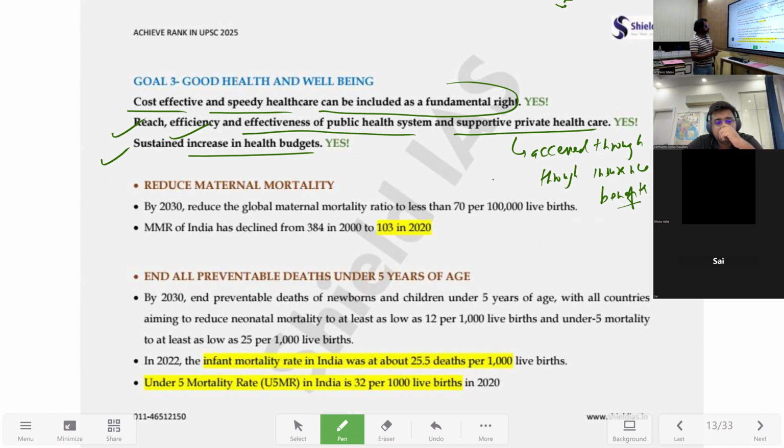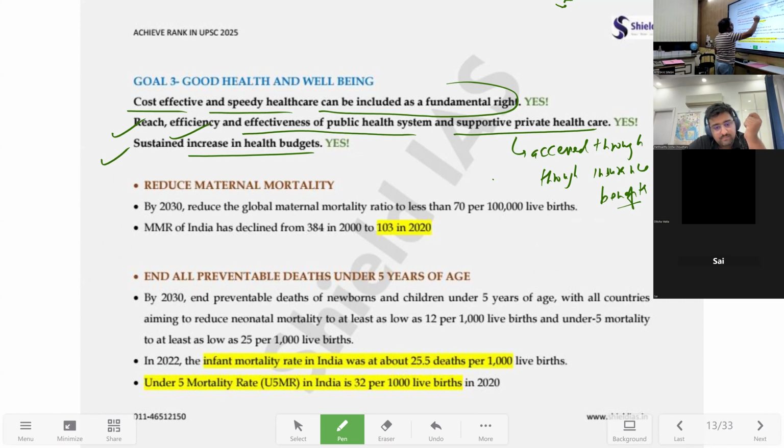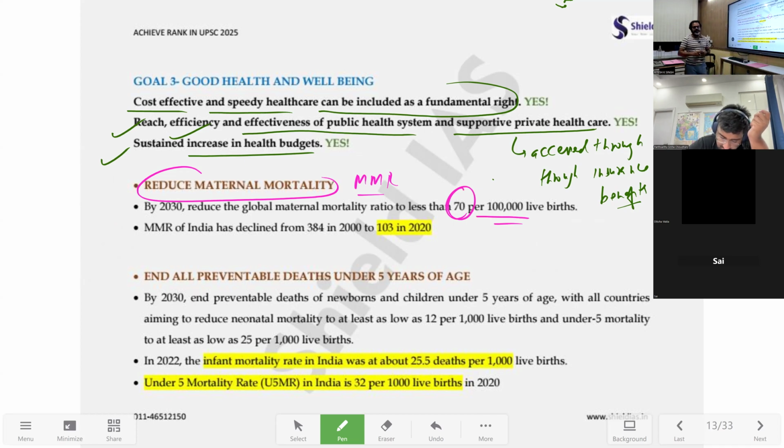The first target is here. First of all, reduce maternal mortality, that is MMR. Now, your target is to bring the maternal mortality across the world down to a rate of 70 per 1 lakh live births. Yes, bringing it down to 70 deaths per 1 lakh live births. In India, we are at 103 as per 2020.